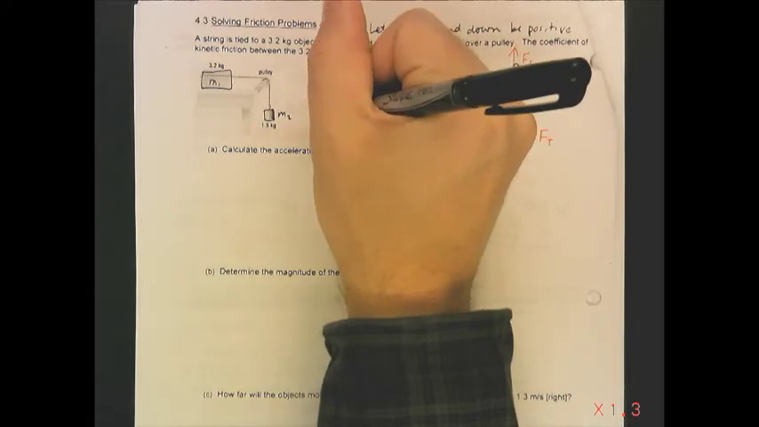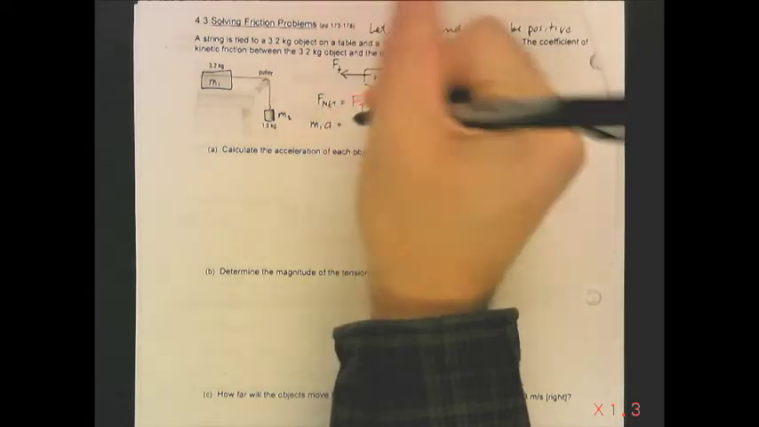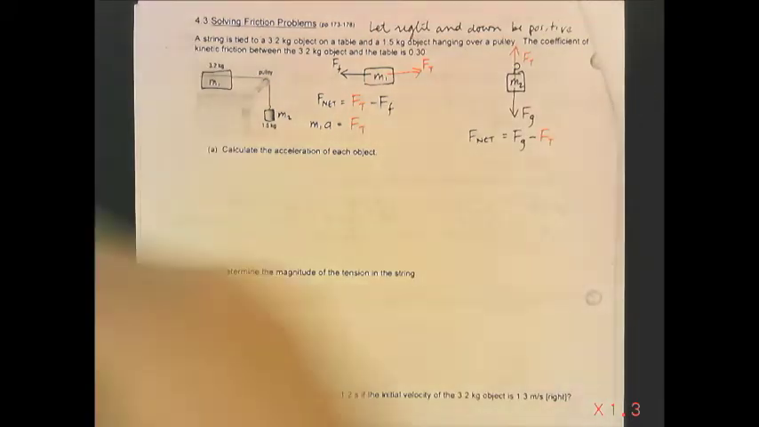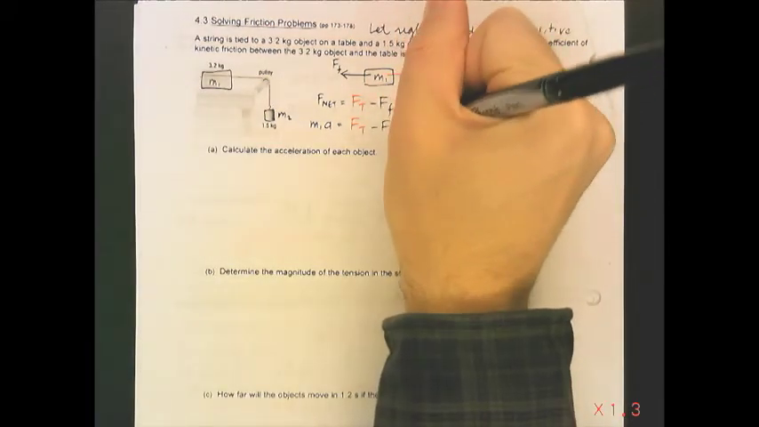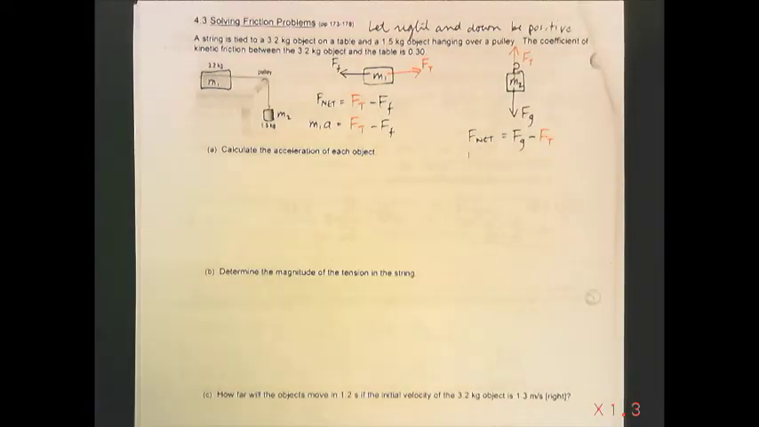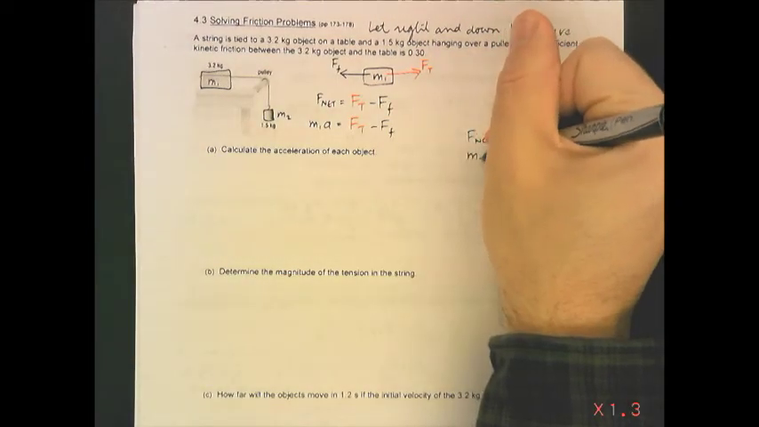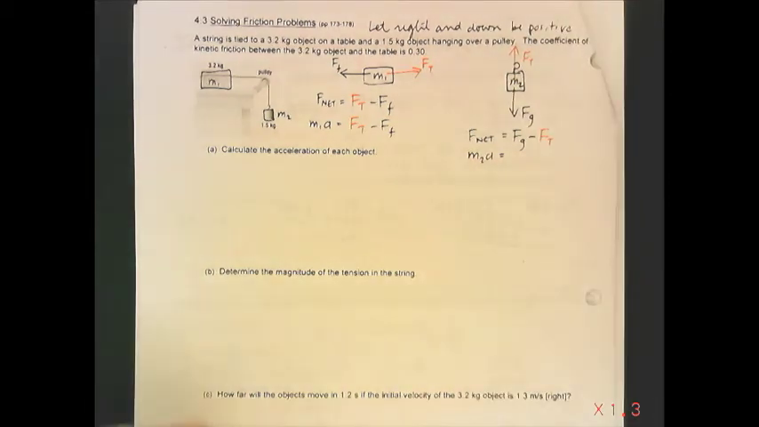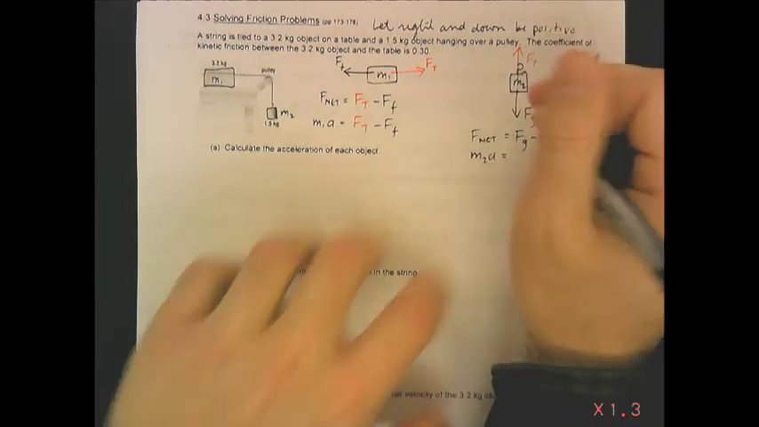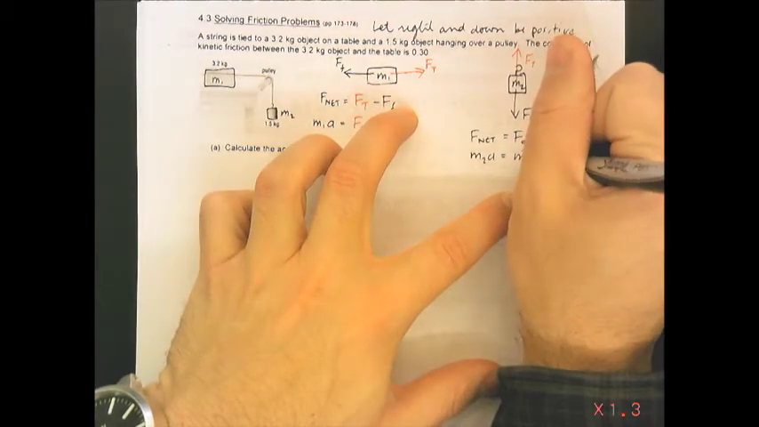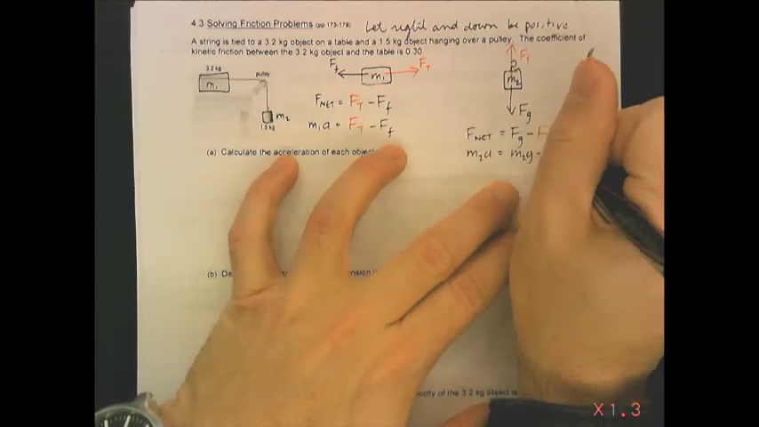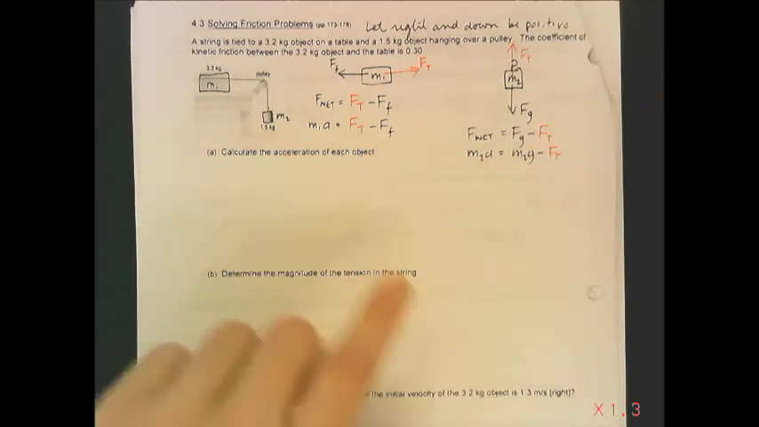So we're going to call this M1A is equal to tension minus force of friction. And here we'll say M2A equals, what can I replace gravity with? Weight. Good. So we'll say M2G minus tension. Now, as Rena said, we're going to rearrange these each for tension.